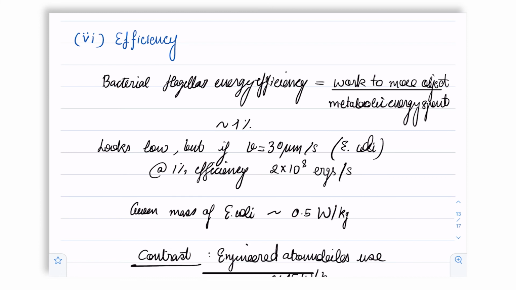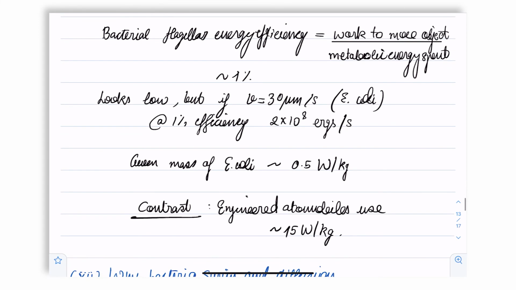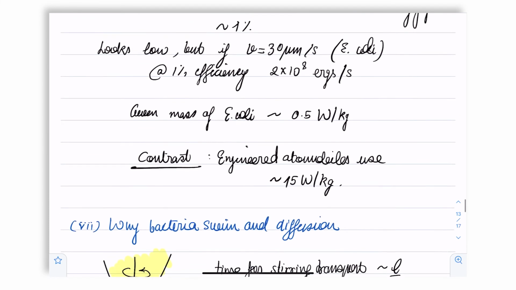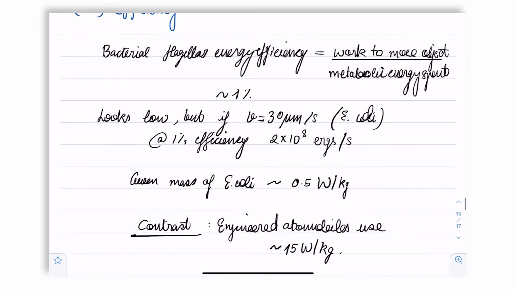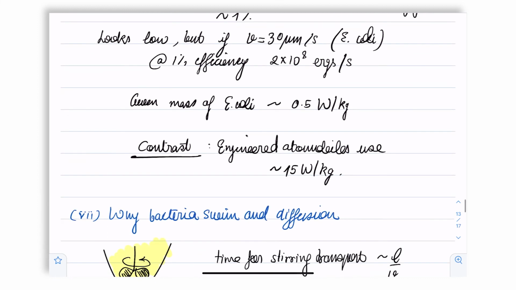What about engineered systems? What have humans, as engineers, been able to do? All the engineering graduates should be very excited. Oh, our engines are more efficient than bacterial engines. Well, it turns out they're about 15 watts per kg, which is almost 30 times less efficient than bacteria.